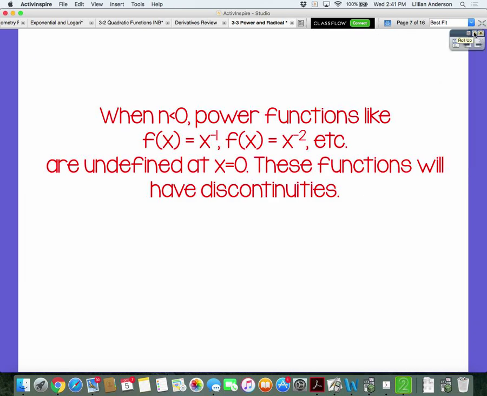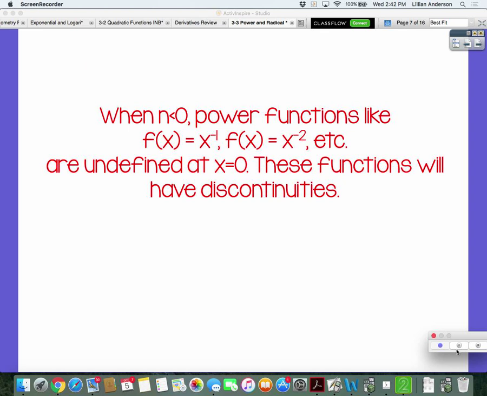Now, when n is less than 0, okay? When n is less than 0, power functions like f of x equals x to the negative 1, x to the negative 2, so on and so forth are going to be undefined at 0. Okay? These functions will have some type of discontinuity. Because before, n was a positive number. Okay? It was 2, 4, 5, 6, so on and so forth. Those pictures from before only correspond if n is positive. But if it's negative, you're going to have some type of discontinuity.